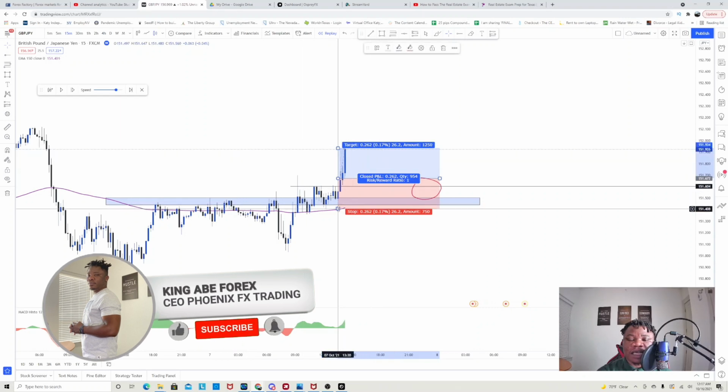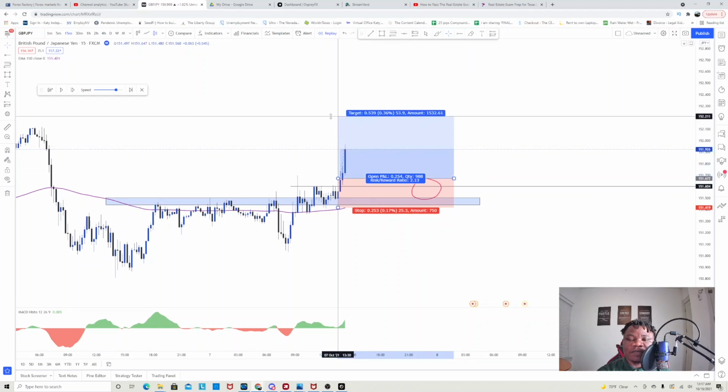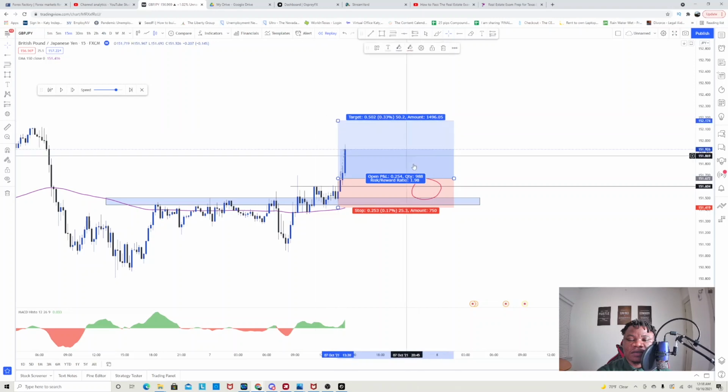Now I can have my stop loss right below my resistance zone, and we're looking at 25 pips right there. And all I've got to do now is target my 50 pips right there. Risk to reward ratio 1:2. So let's see how this trade played out.